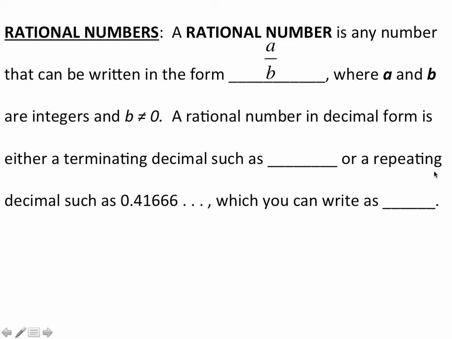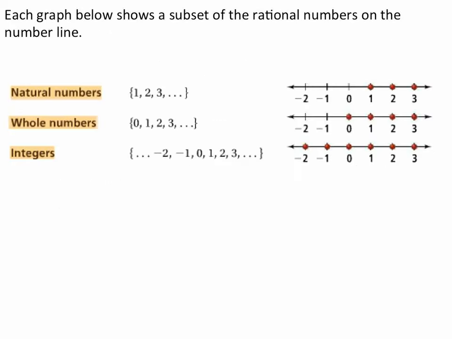A rational number in decimal form is either terminating, so it stops, like 5.45, stopped. Or a repeating decimal, such as 0.4166666666, which we could write with a little bar over top of the repeating part, the bar over top of the 6. So it's rational: either the decimal is going to stop or the decimal is going to repeat.